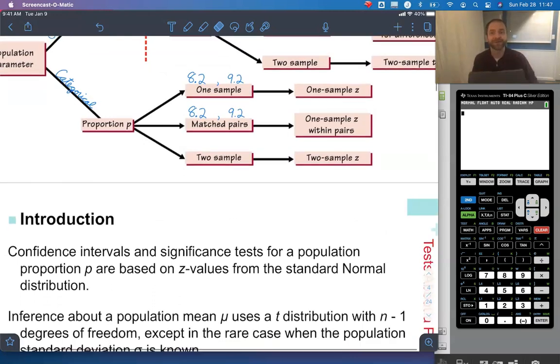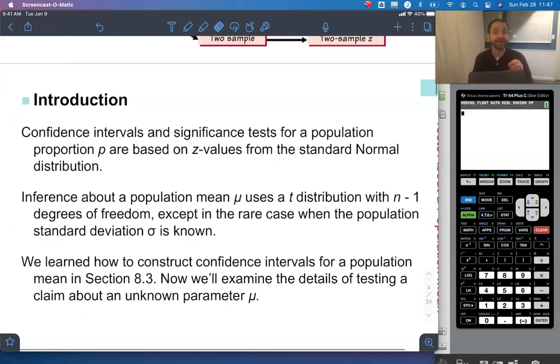And so the next part goes on to say, but if you want to do inference about a population mean mu, we're going to use a t distribution with n-1 degrees of freedom, except when there are the rare cases that you know the population standard deviation, where that population standard deviation is known. And notice rare cases, because if you know the population standard deviation, there's a very good chance you know the population mean because of the formula. And so be aware, for means, you're going to be using the t distribution a lot of the time because you might not know the population standard deviation. So if it doesn't tell you, you don't know it.